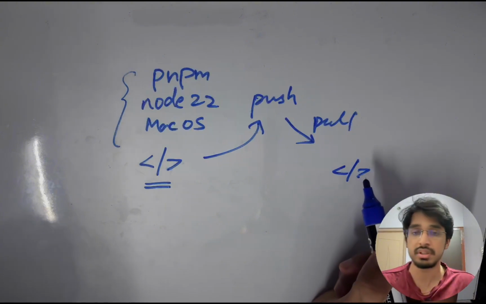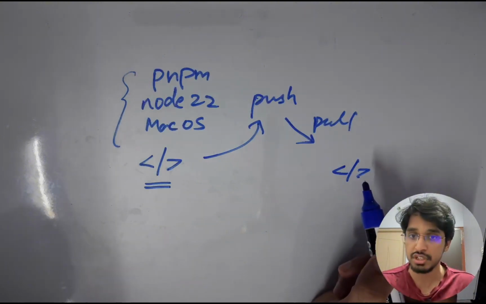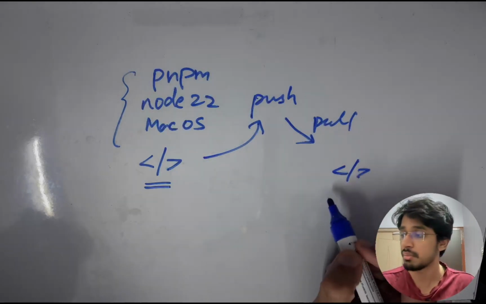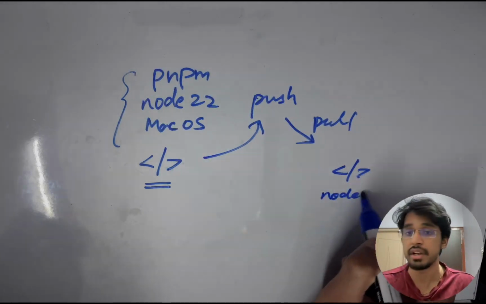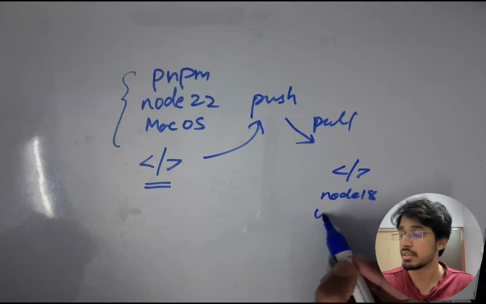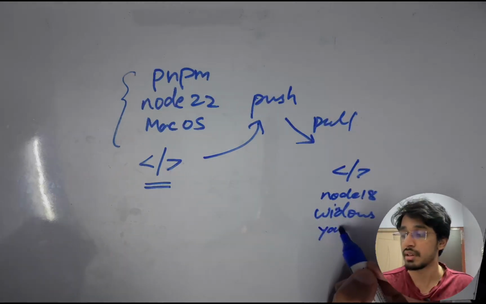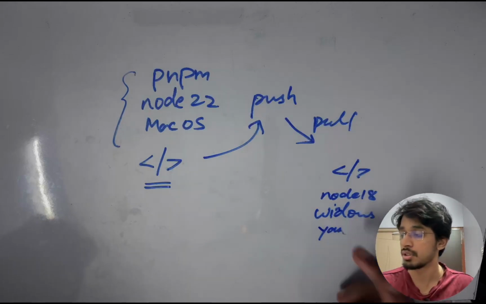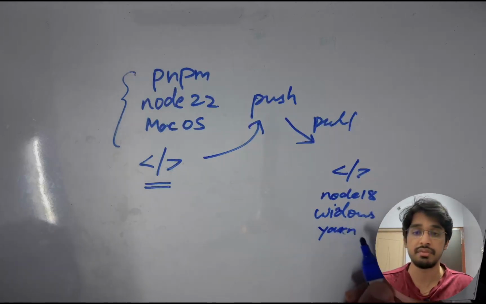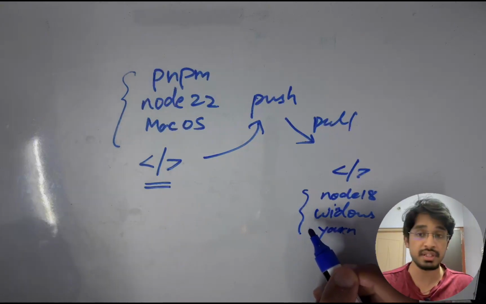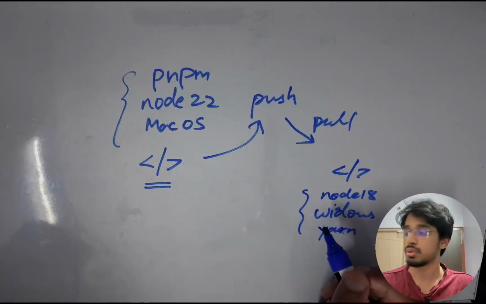The problem here is his or her system might not have the same specifications that are there in my system. Basically they might have, let's say, Node 18 and Windows or Linux, and instead of PNPM they might be using YARN or just NPM. So these are all the issues that we might face. Due to this incompatibility we might face some errors while running this code. So that is the first problem.